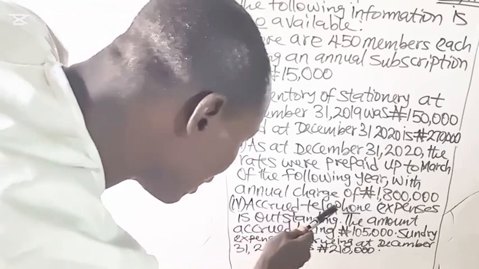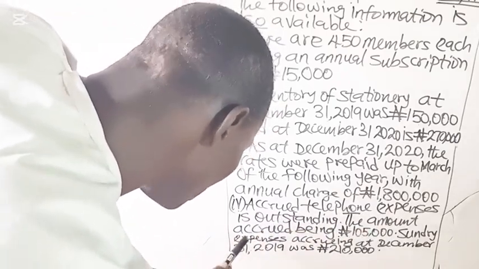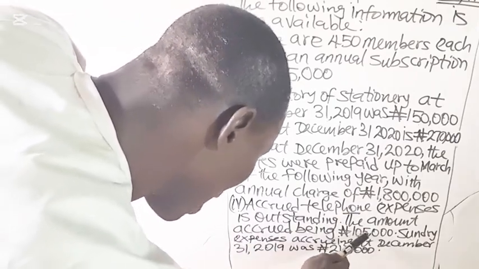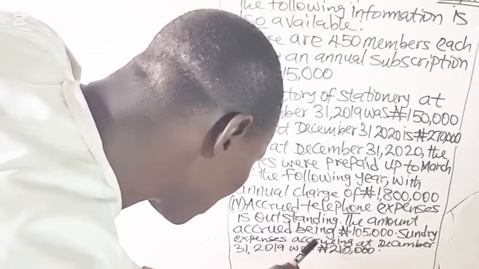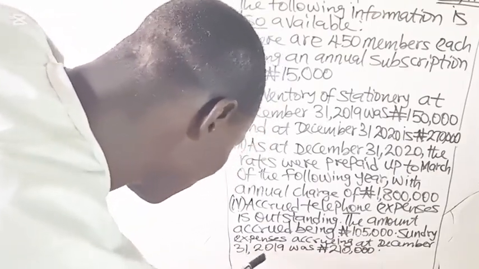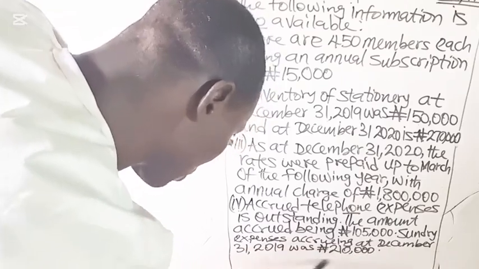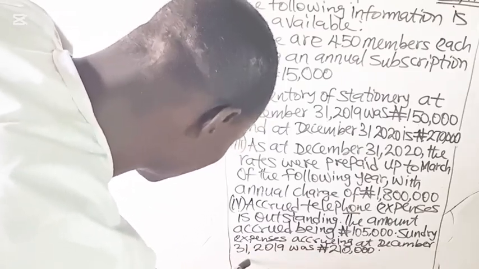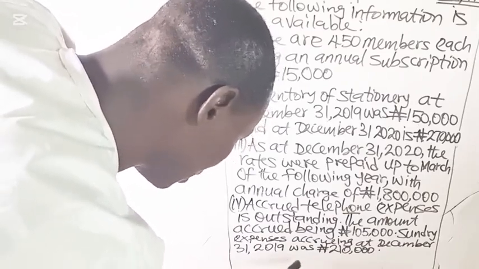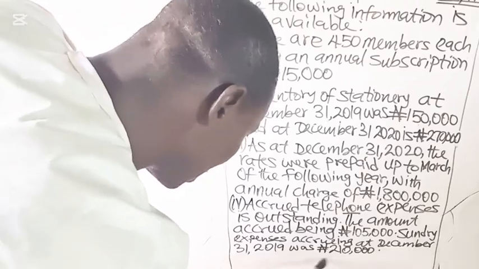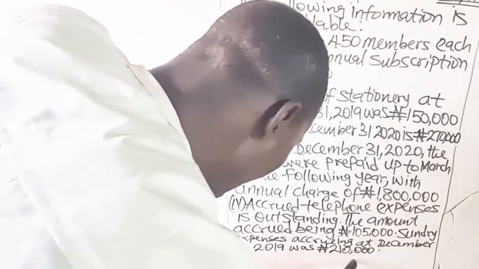4. Accrued telephone expenses is outstanding. The amount accrued being 105,000. Sundry expenses accrued at December 31st, 2019 was 30,000. This is expenses accrued. It relates to the opening entry. It will be used in the statement of affairs or statement showing the accumulated funds. But since it is a liability, let's leave that for now. What we are considering or what we are using for now are assets.